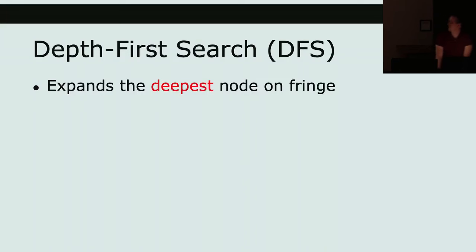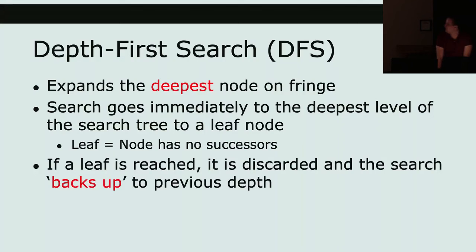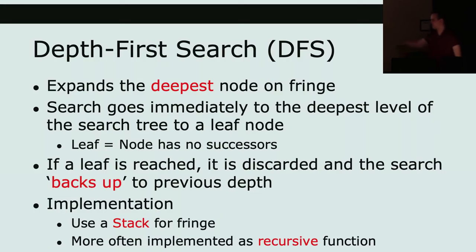It expands the deepest node on the fringe. Okay? So the search immediately goes to the deepest level of the search tree to a leaf node. And the leaf is a node that has no successors. And if a leaf is reached, it's discarded, and then the search sort of backs up to the previous depth. That is the visually intuitive way of describing depth first search. But algorithmically, all we have to do is use a stack for the fringe.